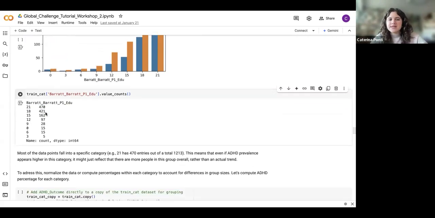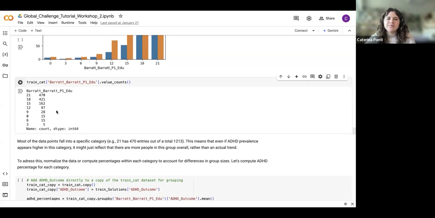And so to address this class imbalance, this means that even if ADHD prevalence appears higher in these categories, it might just reflect that there are more people in this group overall rather than an actual trend. So to address this, we want to normalize the data. We actually don't go over how to normalize the data. What I did is compute percentages, because I think it's a really easy, straightforward way to see it within each category to account for differences in group size. So you want to compute the ADHD percentage for each category.